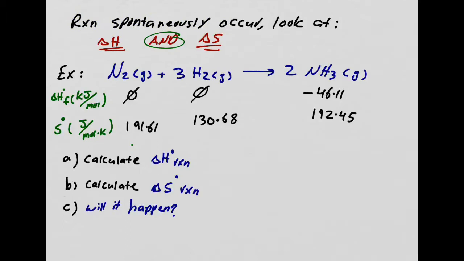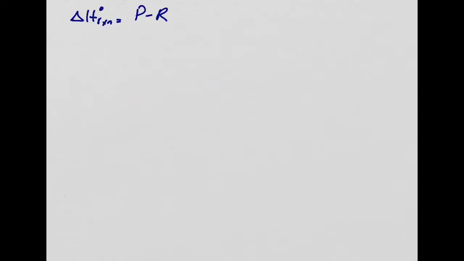Delta H of a reaction. You know we do product minus reactant. You already know that. All the values are given to you. You go product minus reactant. Add up all the product, add up all the reactant. Do not forget to multiply by the coefficient so the moles can cancel out.